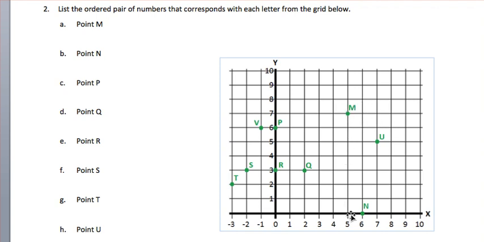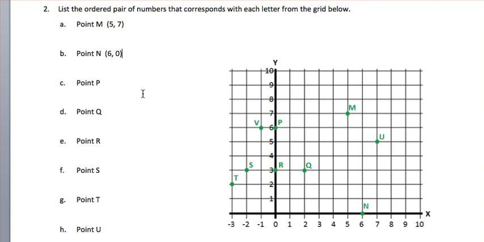So if I travel down, my first coordinate is going to be how far across it is. So the first coordinate is 5, and our second coordinate is how far up or down it is, and that is 7. So when I write the ordered pair for M, it's going to be (5, 7). And when we write ordered pairs, we put them in parentheses. Point N is across 6, but it does not go up or down at all. So the ordered pair is actually (6, 0), since it doesn't go up or down.